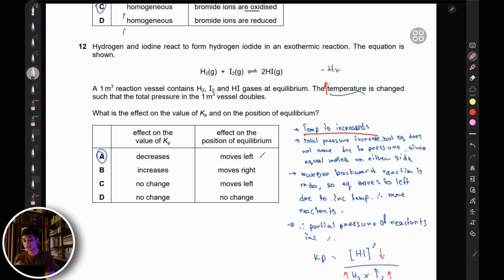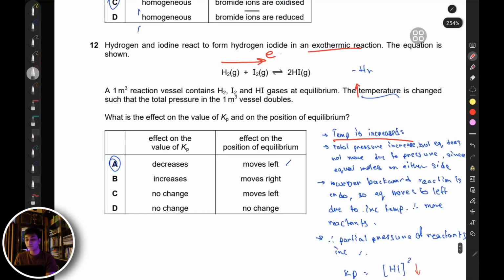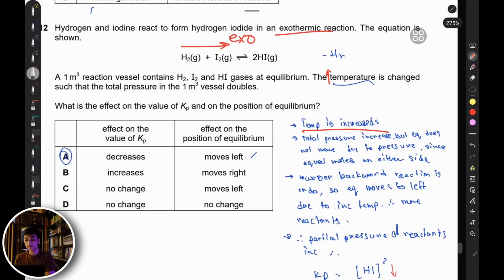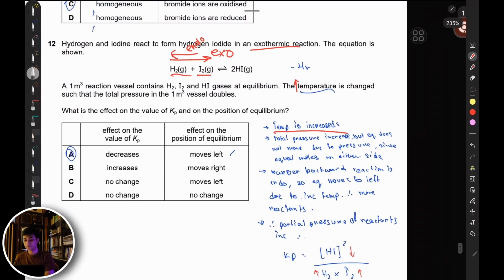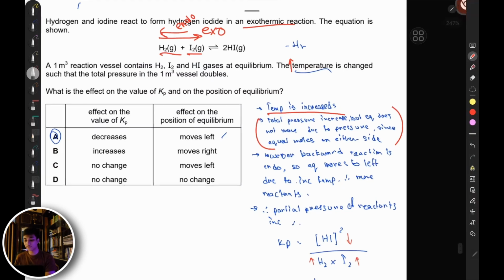So temperature is increased. The forward reaction is exothermic, they've mentioned it. If forward is exothermic and the temperature is increased, the backward reaction is favored. Why? Because the backward reaction is endothermic. So more reactants will be produced. Total pressure will increase, but it does not affect the equilibrium. Why? Because there are 2 moles of gas on this side and 2 moles of gas on the right hand side as well. So the pressure will have no effect.